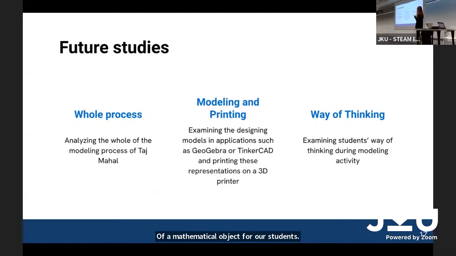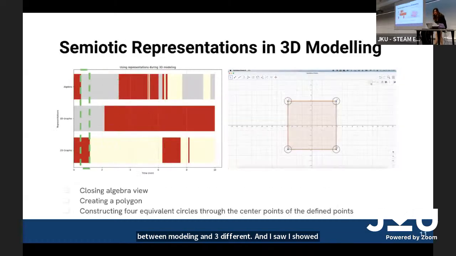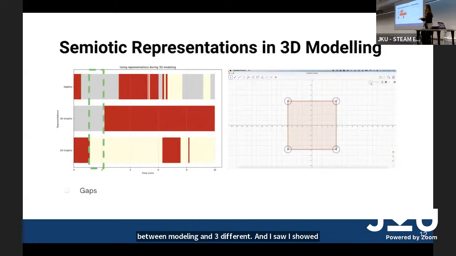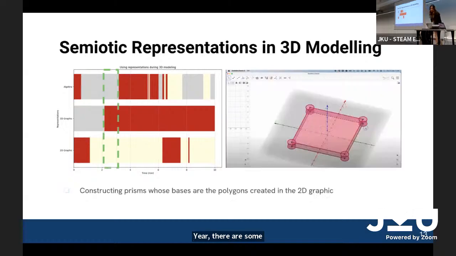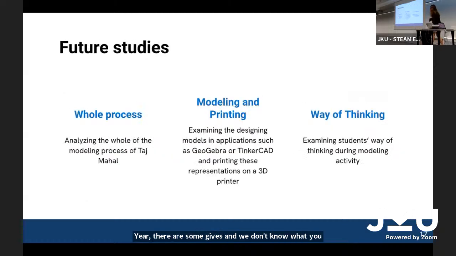In the next part, as I mentioned before, we only analyzed the first 10 minutes. So we should analyze all of the process and understand all of the combination and connection of multiple representations. And also we have a 3D modeling for the Taj Mahal, so we can investigate the relationship or the connection between modeling and 3D printing. And I showed you some gaps here. There were some gaps and we don't know what he wanted to do in this part. So maybe for future studies, the way of thinking of the students or the users, maybe experts, during modeling activity can be investigated.